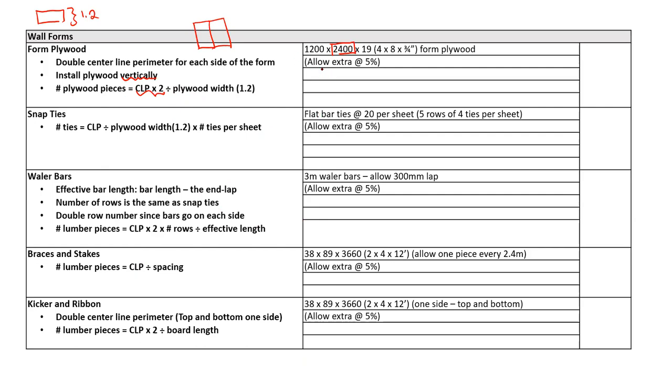So, easy calculation. 46 meters is our perimeter. We're going to double it because plywood goes on both sides of the foundation. Then we're going to divide by how wide each sheet of plywood is, and it is 1.2.